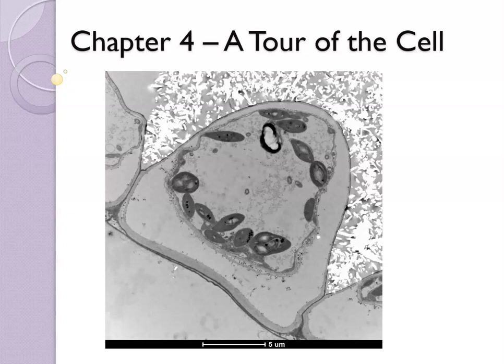Hello, this is chapter 4 where we're going to have a tour of the cell. Let's start by talking about the picture shown on the screen. I took this picture when I was working on my dissertation research on a type of macroalgae that lives on coral reefs, and I took this picture with a transmission electron microscope. That type of microscope allows you to see structures that are inside the cell, in a single cell, and at a very high level of detail.